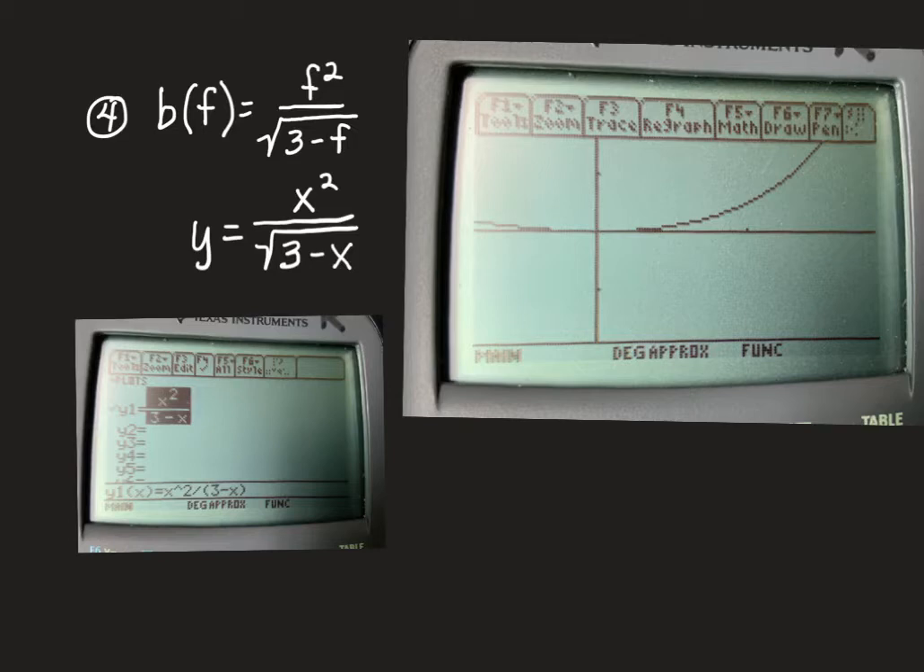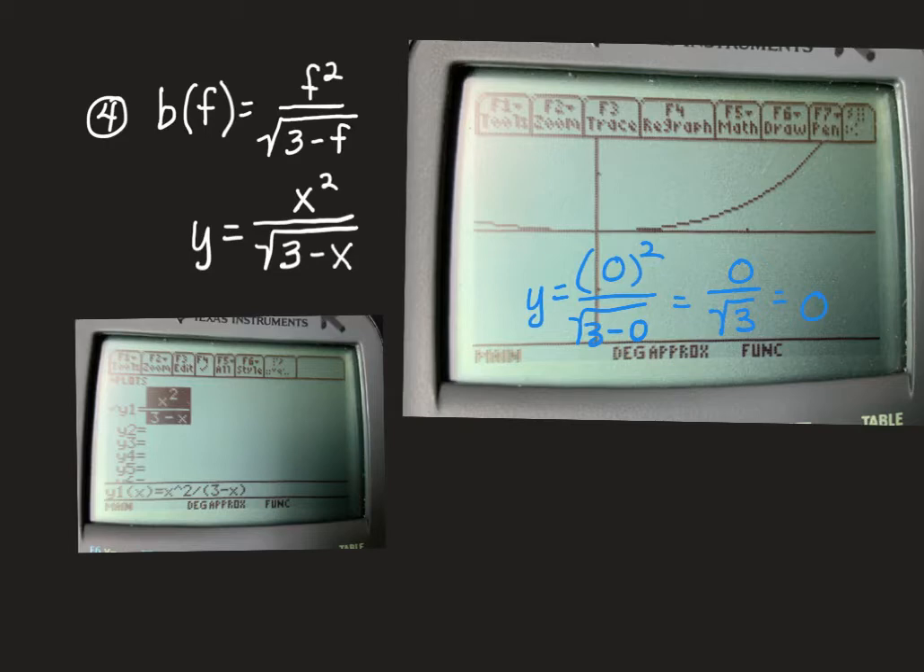I chose to use a zoom box to get closer. It looks like it's going to go down and touch at 0, because if I think about it, and I put 0 in for x into my equation, I'd have 0 squared over the square root of 3 minus 0. I would not have 0 in the denominator, but I would have it in the numerator, so y would equal 0.